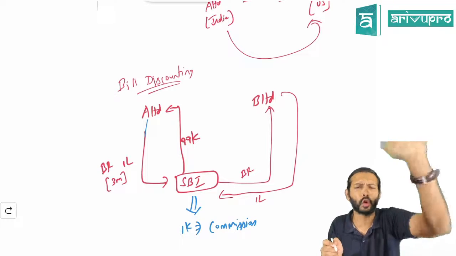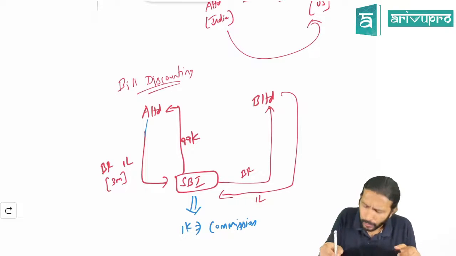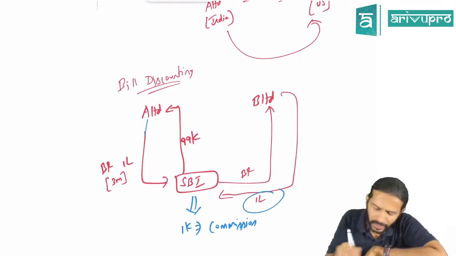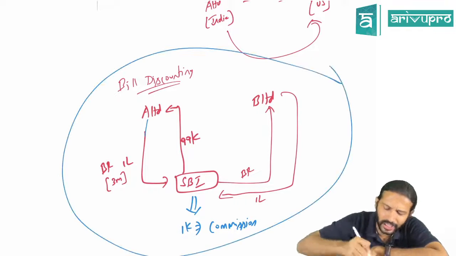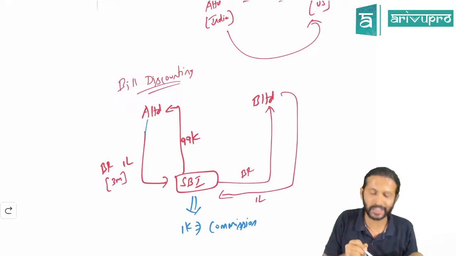So the bank is also happy. B Limited also is no problem. B also is happy. Why? Because he paid this 1 lakh rupees when? Now or after 3 months? B Limited paid this 1 lakh rupees only after 3 months. So that way it is a win-win scenario for everybody. This particular scenario we call bill discounting.